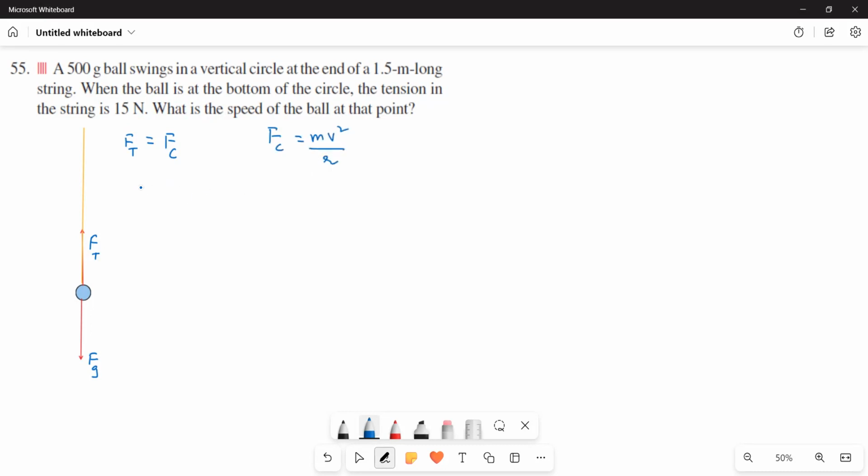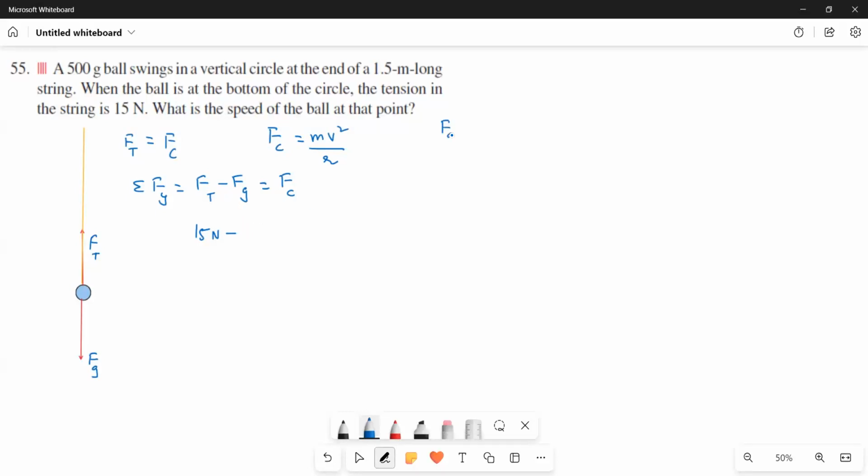Now we will write the y direction forces. Sigma Fy is equal to Ft minus Fg is equal to Fc. Now we have to find out the velocity. F tension is 15 newtons minus Fg, which is your mg.